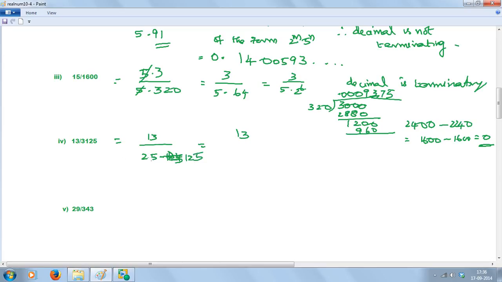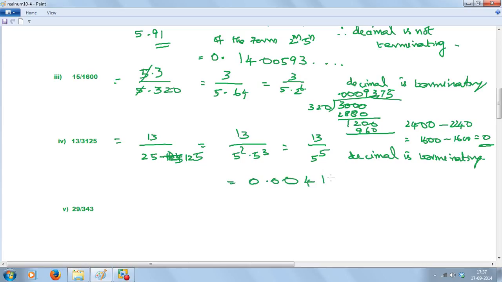Because 100 divided by 25 is 4. Here 3125 has 31 hundreds. 124 plus 1 is 125. You can write this as 5 square into 5 cube, or you can simply write 13 divided by 5 to the power 5. So the decimal is terminating. So what is the answer? It comes something like 0.00416.